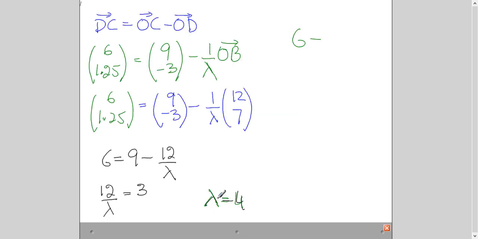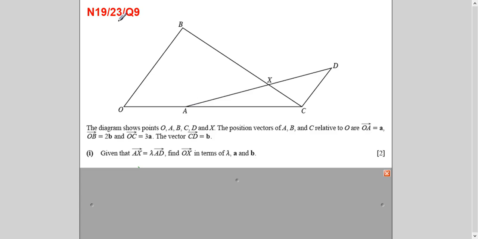So with this, we end this question, and let's see the next question, which is November 19, variant 2-3, question 9. In this question, diagram is given to you, and position vector of A, B, C are given to you here. OA is A, OB, so it means OB, this is actually equals to 2B, and this OA is actually A, and this whole OC is 3A.